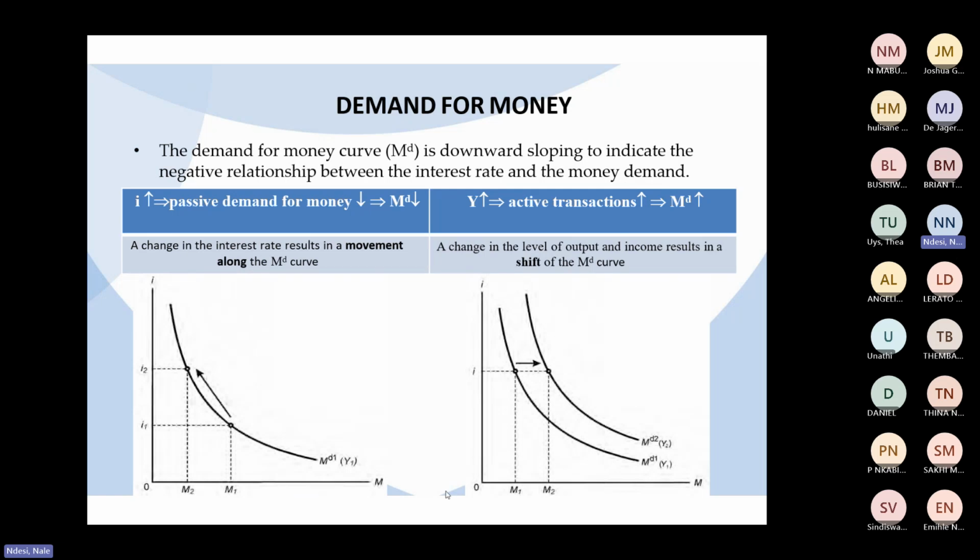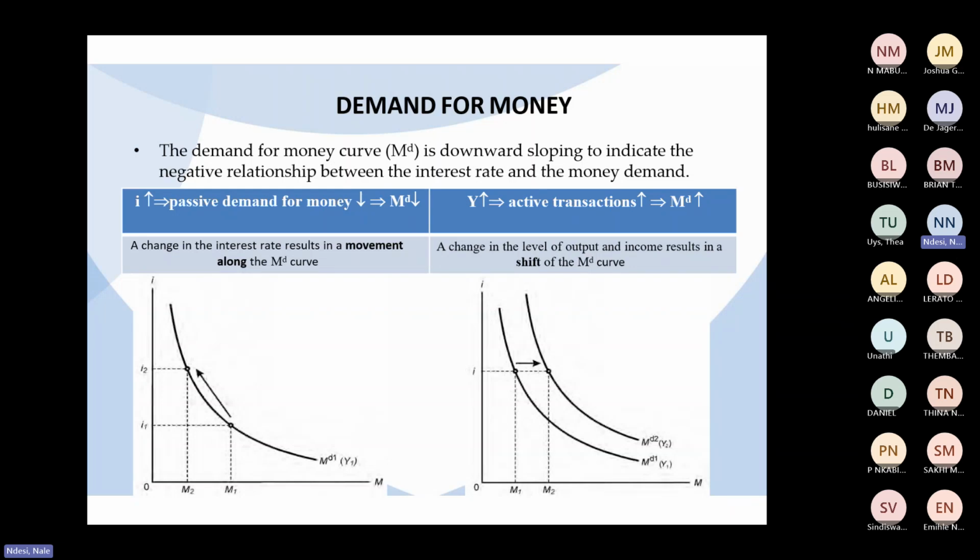So we have two graphs. At this point, we have established that the demand for money is a positive function of the level of output and income, and a negative function of the interest rate. So when representing the demand for money graphically, we have these two graphs. We have our interest rate on the vertical axis and the quantity of money on the horizontal axis.